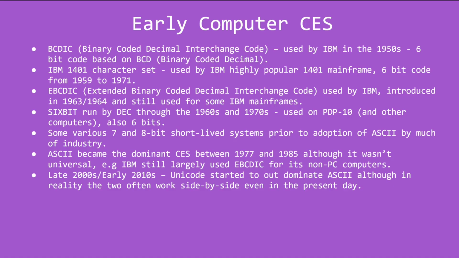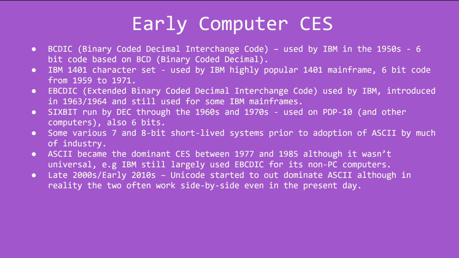Now, what kind of early computer character encoding was there? Well, IBM had their own list of systems they came out with. BCDIC, which was binary coded decimal interchange code. They used it in the 50s, a 6-bit code based on binary coded decimal. It was a good starting place. IBM just continued that trend.